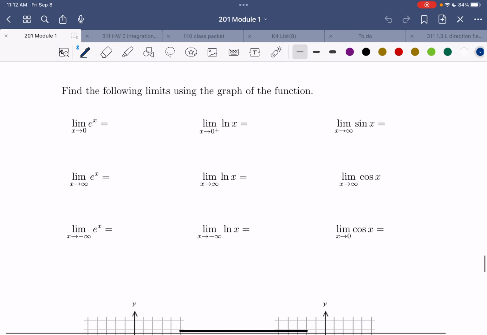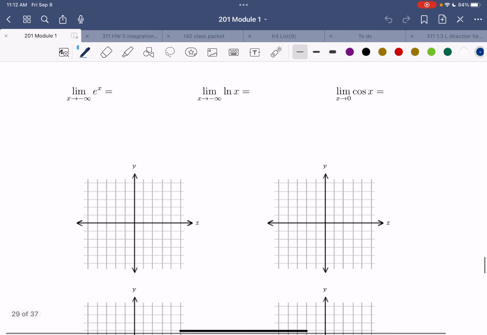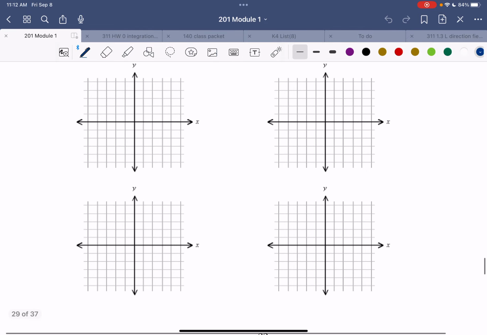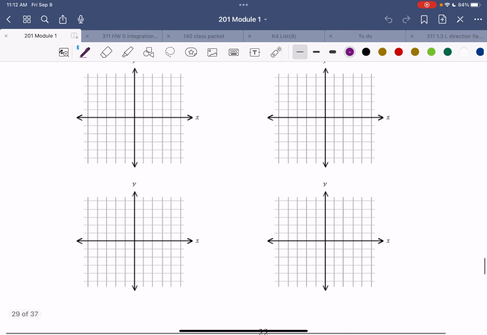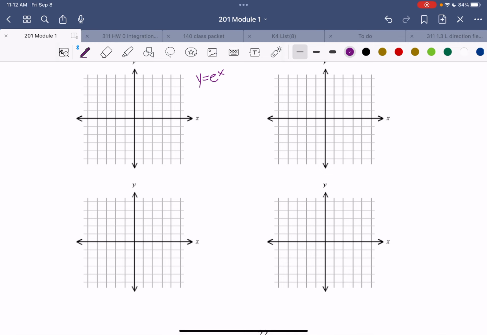So we've got four functions, e to the x, ln x, sine x, and cosine x. So let's take a quick second and go ahead and graph these functions. I'm going to start with y equals e to the x. And e to the x looks like this. It crosses at 1 and looks something like that.